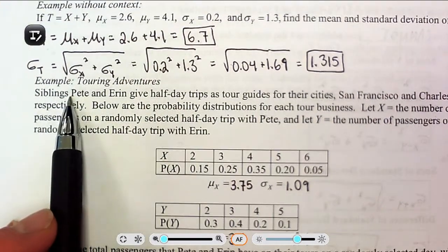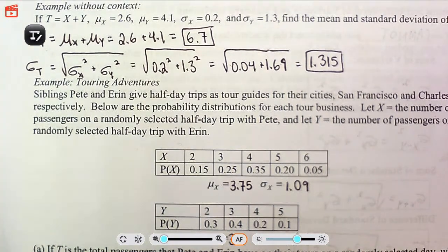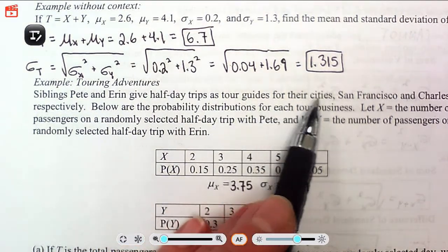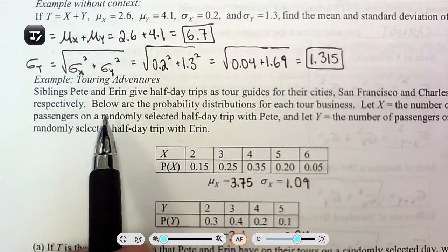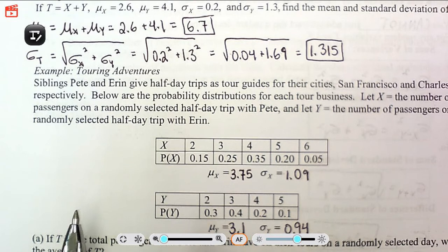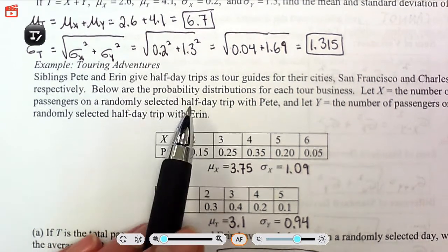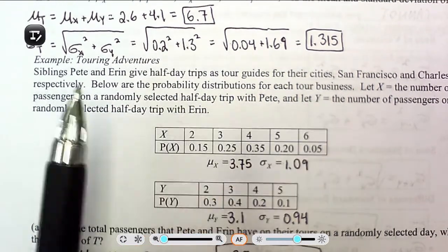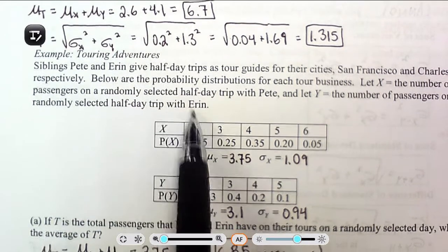Siblings Pete and Aaron give half-day trips as tour guides in their cities, San Francisco and Charleston, respectively. Below are the probability distributions for each tour business. Let x equal the number of passengers on a randomly selected half-day trip with Pete, and let y equal the number of passengers on a randomly selected half-day trip with Aaron.